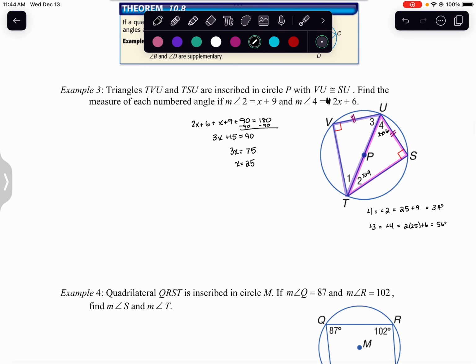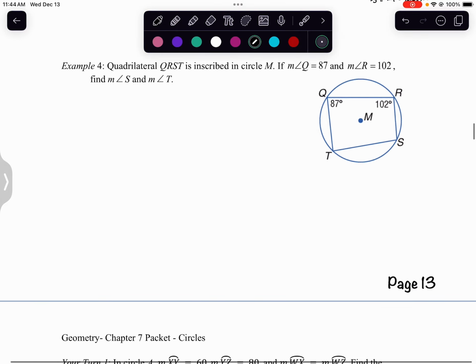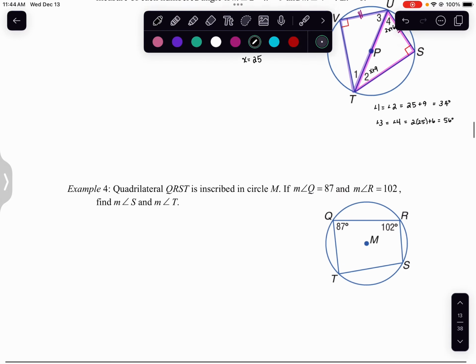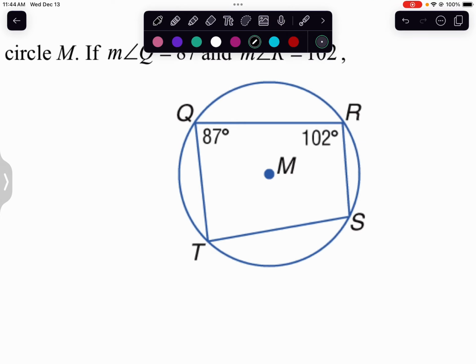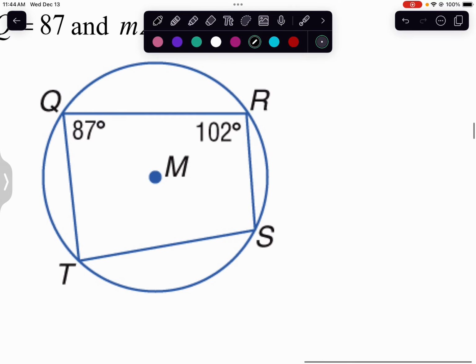Okay. And I believe we have one more example. It has to do with our quadrilaterals. It says quadrilateral QRST is inscribed with circle M. If the measure of angle Q is 87 and R is 102, we have to find S and T. So this is the fact that you need to remember that opposite angles are supplementary. Remember, supplementary is when 2 angles add up to 180 degrees. So I'll call that one X and call that one Y, although I could call them T and S.